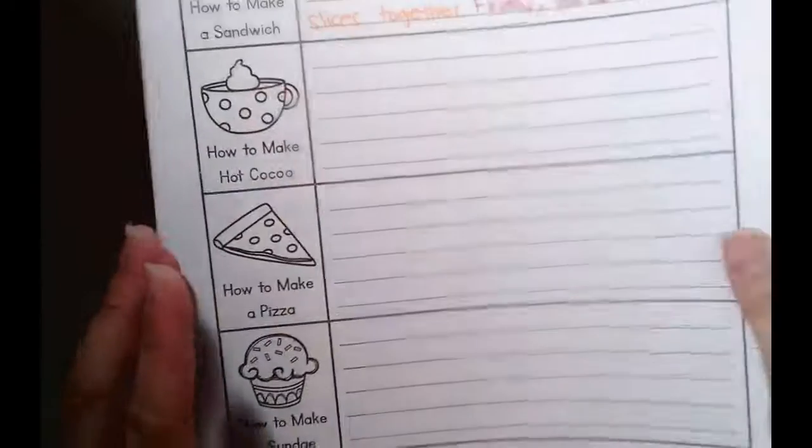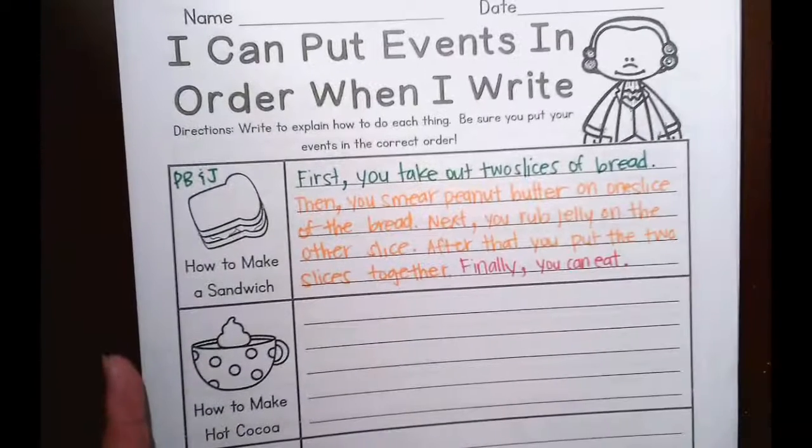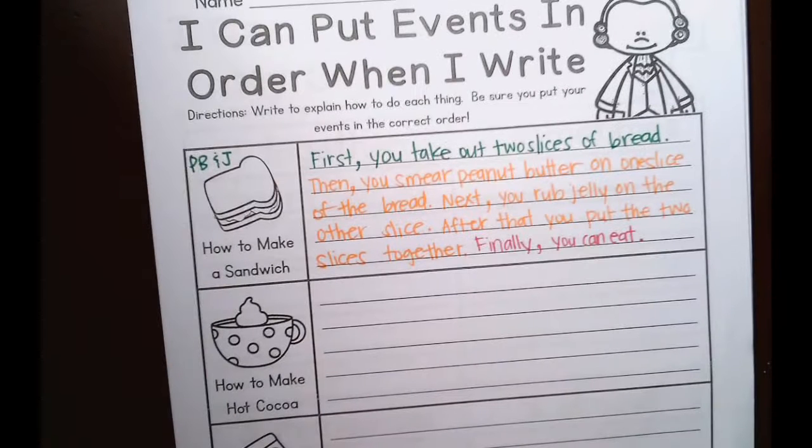Here's Tuesday, April 28th, and then we're going to keep flipping until we get to this page right here with all of our pictures on the left and our picture of our Ben Franklin up at the top. And it says, I can put events in order when I write. Okay, so the directions tell us to write to explain how to do each thing. Be sure to put your events in the correct order.